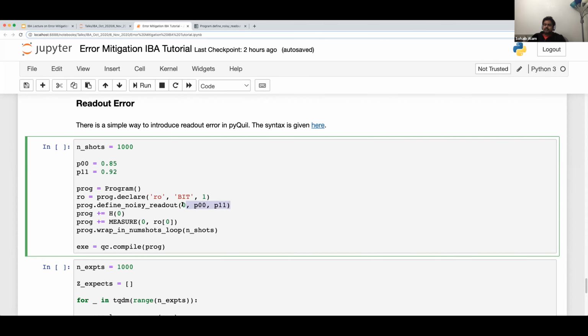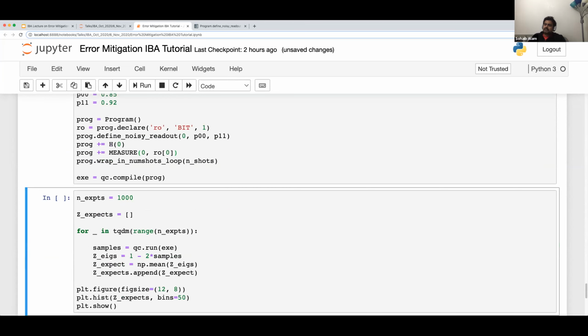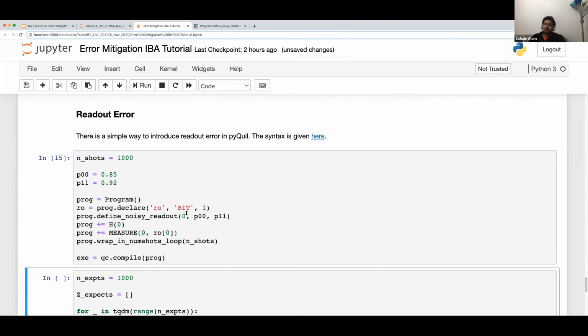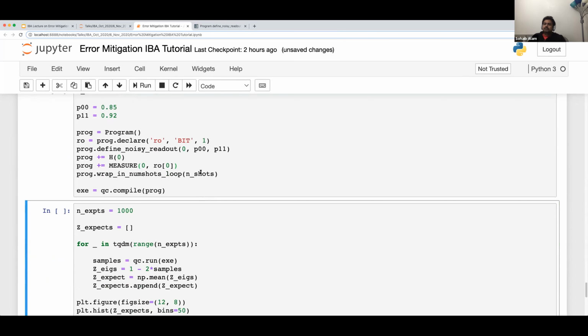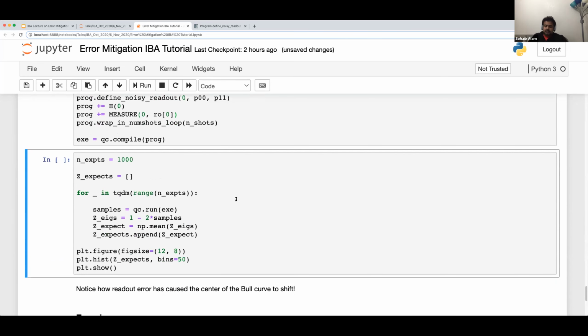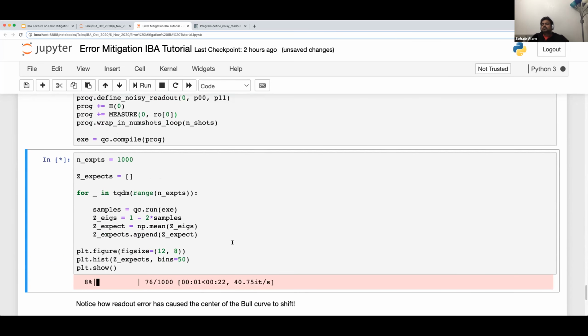But anyway, this is at least one simple way of defining noisy readout, right? And so you define this noisy readout, and you apply this Hadamard gate, and you measure it. So basically, we're still using the same program and everything, but we're just introducing some readout noise. And let's see how that changes the expectation value of the Z observable.